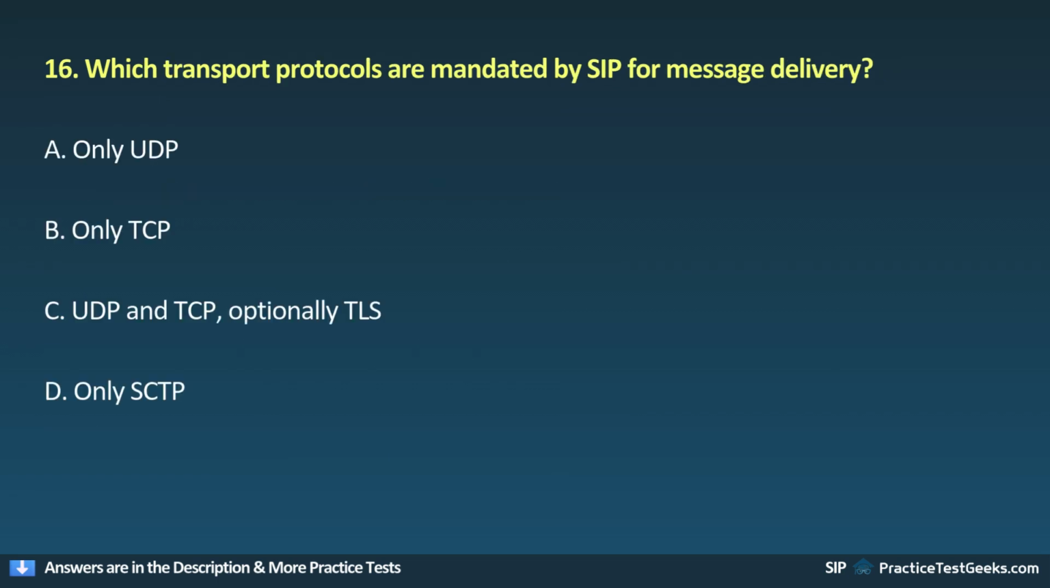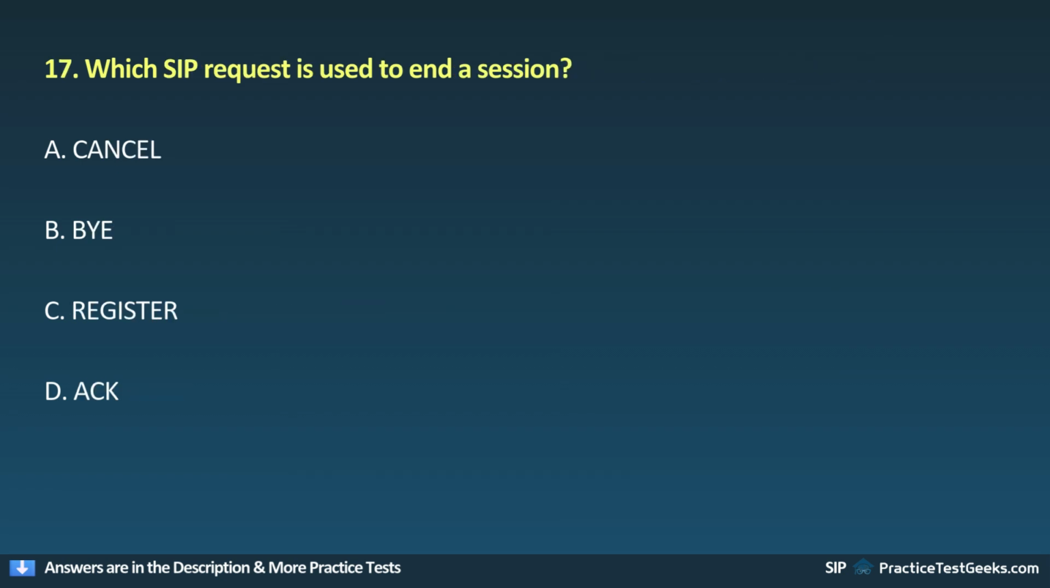16. Which transport protocols are mandated by SIP for message delivery? A. Only UDP. B. Only TCP. C. UDP and TCP, optionally TLS. D. Only SCTP. 17. Which SIP request is used to end a session?